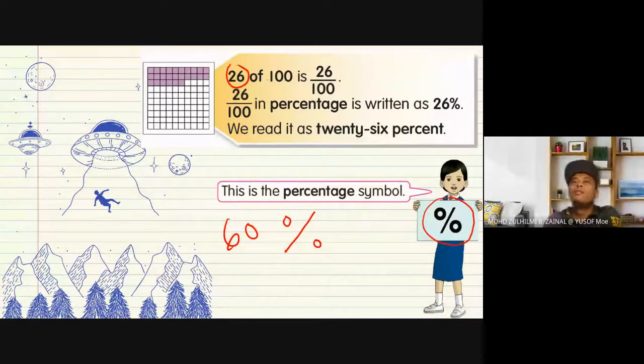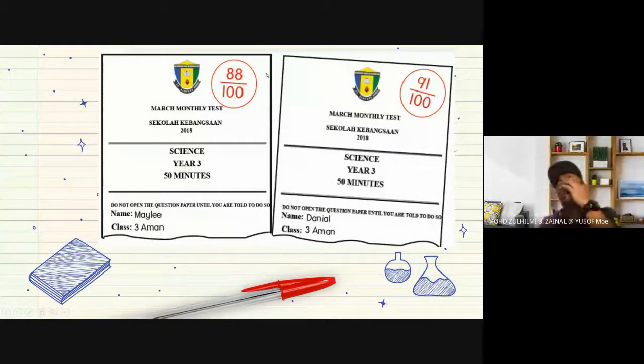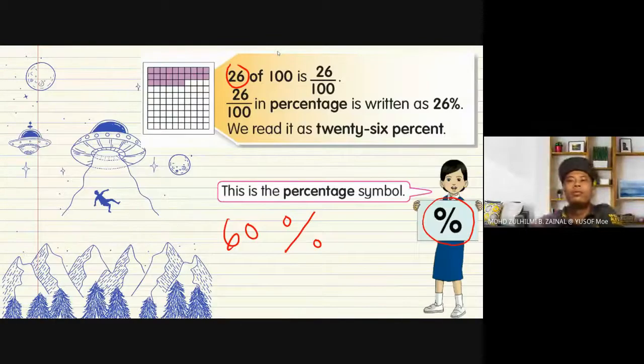26 out of 100. Remember, this is 100. This is one square grid of 100. So make sure you know this is 100. Never get it wrong. No need to count. This is 100, so make sure to write down 100. And then you write down the fraction of it. You write down the percentage 26, which is 26 over 100, like this. This is the fraction.